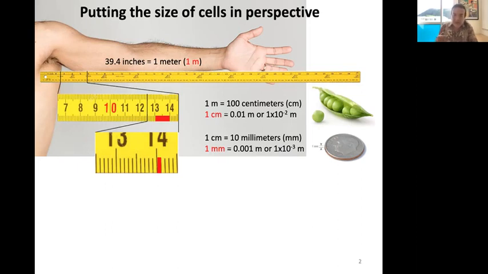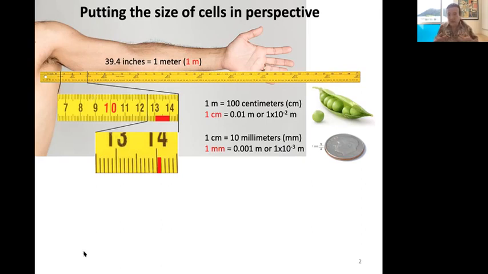Because a typical cell in your body is in the size range where micrometers is the best unit to measure them. So a typical cell in your body might range anywhere from 5 micrometers in diameter to 100 micrometers. I use the word typical cell, right? Because of course there are examples of cells that are smaller than that and way larger than that. So as an example of a typical cell, we have a white blood cell here.